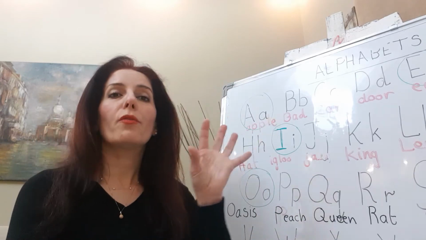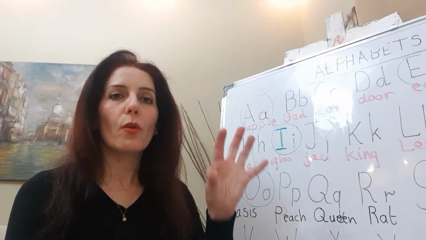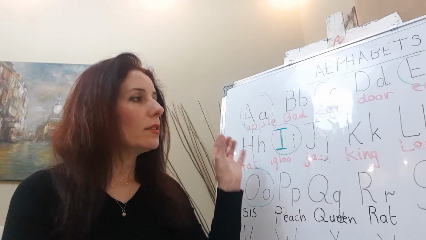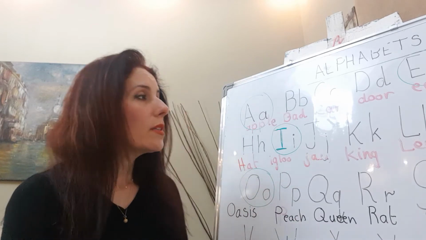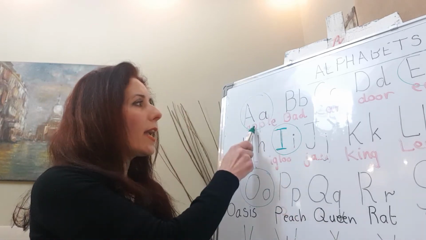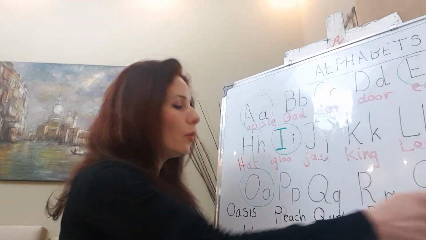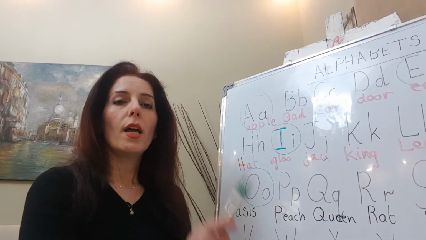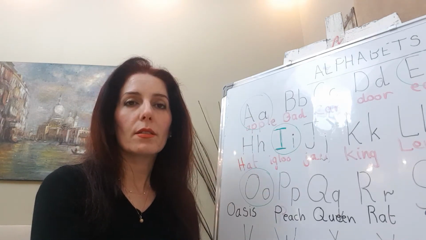Five of them are vowels, so you have to know the vowels, and the rest of them are consonants. So what are the vowels? The vowels are A, E, I, U, and O. These are the vowels, and the rest of them are consonants.